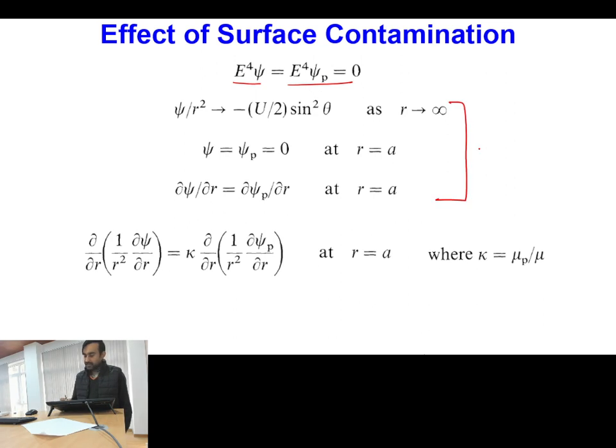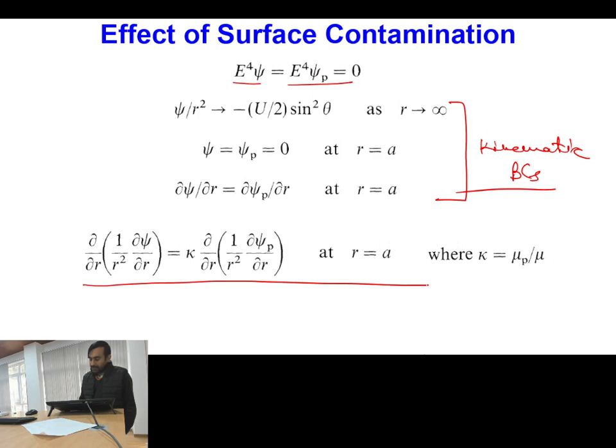So these boundary conditions were nothing but the kinematic boundary conditions. I will not explain them now because we have already talked about these boundary conditions in enough detail while we discussed the Stokes flow and the Hadamard solution. This particular boundary condition is coming because of the tangential stress.